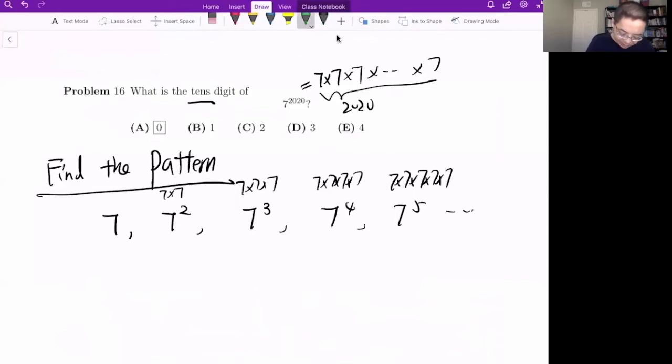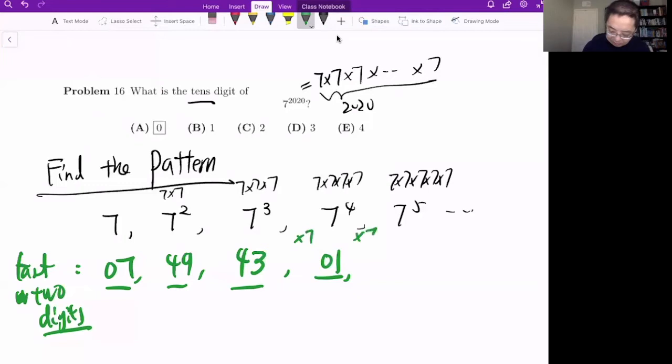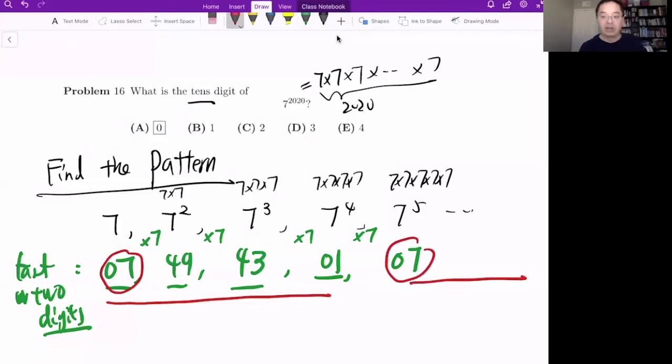Now let's look at just the last two digits. So 7 is just 07, because the tens digit is 0, and 7 squared is 49. Now you multiply by 7, you get 43. I'm only looking for the last two digits. The next one will be 01, and then you multiply by 7 again and it becomes 07. So you see it's going to repeat itself, 07 to here and 07 to there. So it's a 4 cycle.